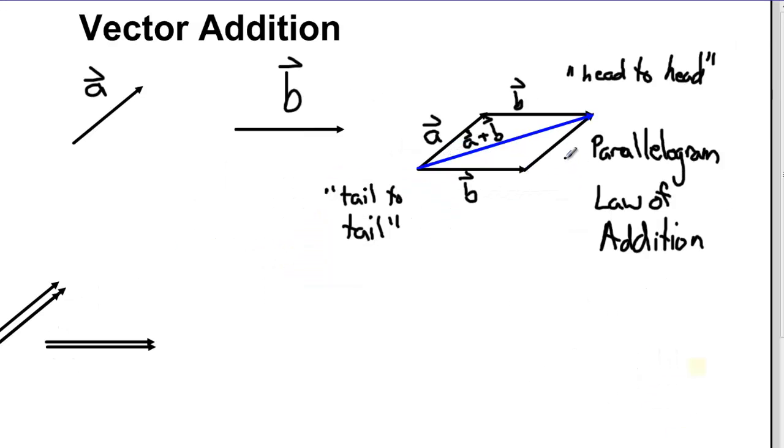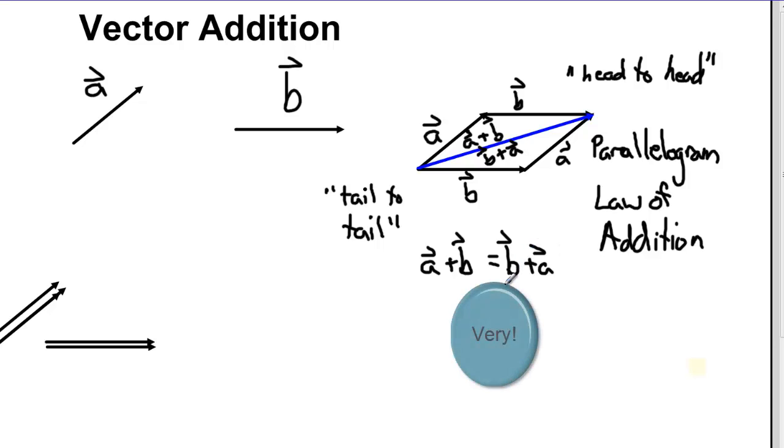Now what I like about this, I'm just going to write in a vector A here. If I follow along the top, I have vector A followed by vector B. That makes A plus B. But if I look at the bottom, I get vector B plus vector A. And you can see what that shows, the parallelogram law. It shows that vector A plus B is actually vector B plus A. That's a very nice, handy little thing to know.